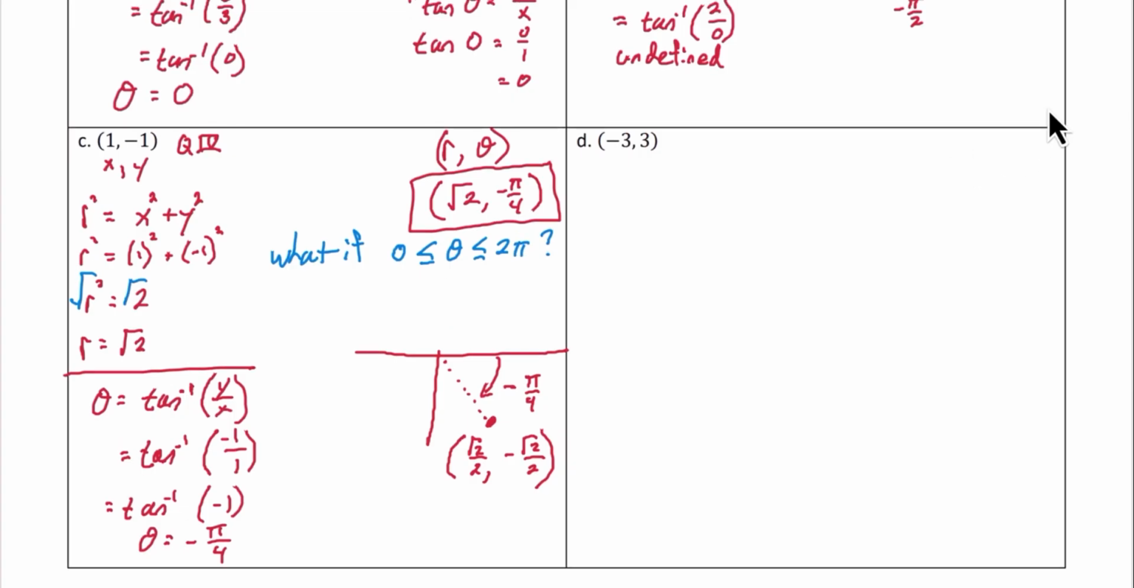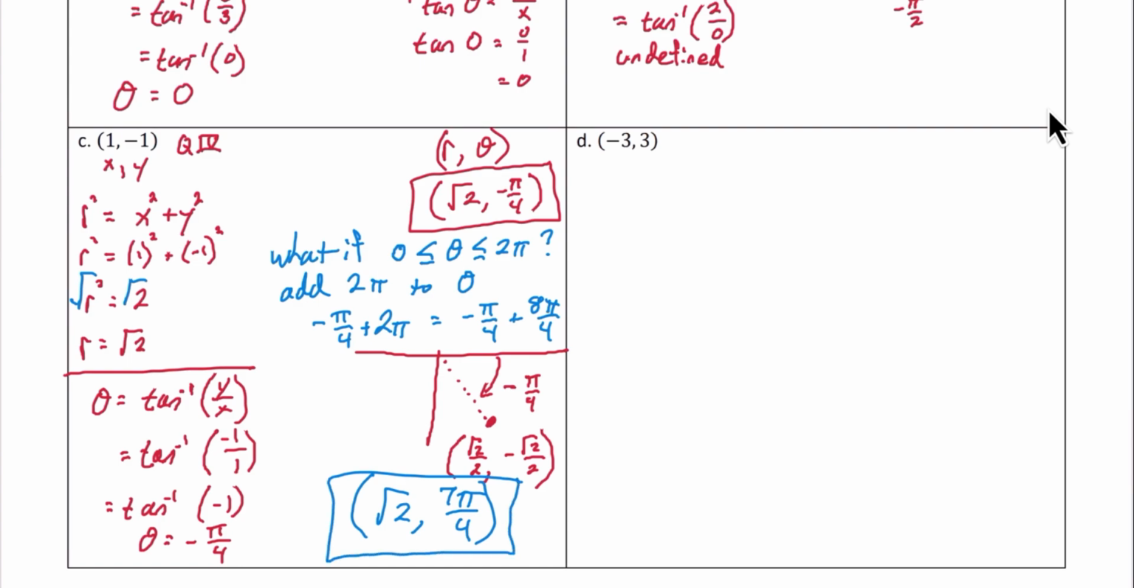If this is the case, we'll simply add 2 pi to our theta value that we found. In this case, we had -π/4. We want to add 2 pi to that. In other words, think of that as 8 pi/4. So -π/4 plus 8 pi/4 would be 7 pi/4. It's the same exact point, but now we have certain conditions on theta, which can sometimes be a requirement.